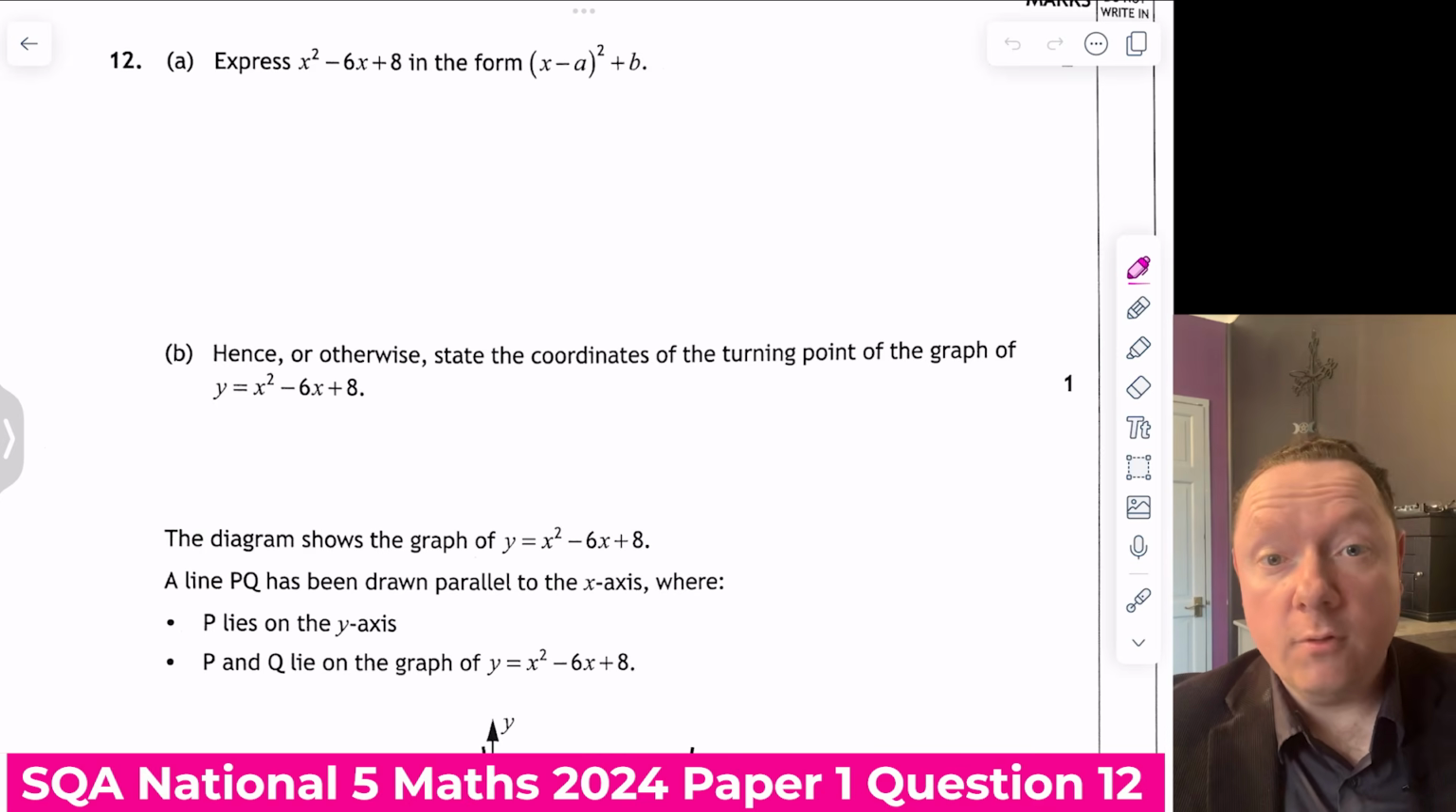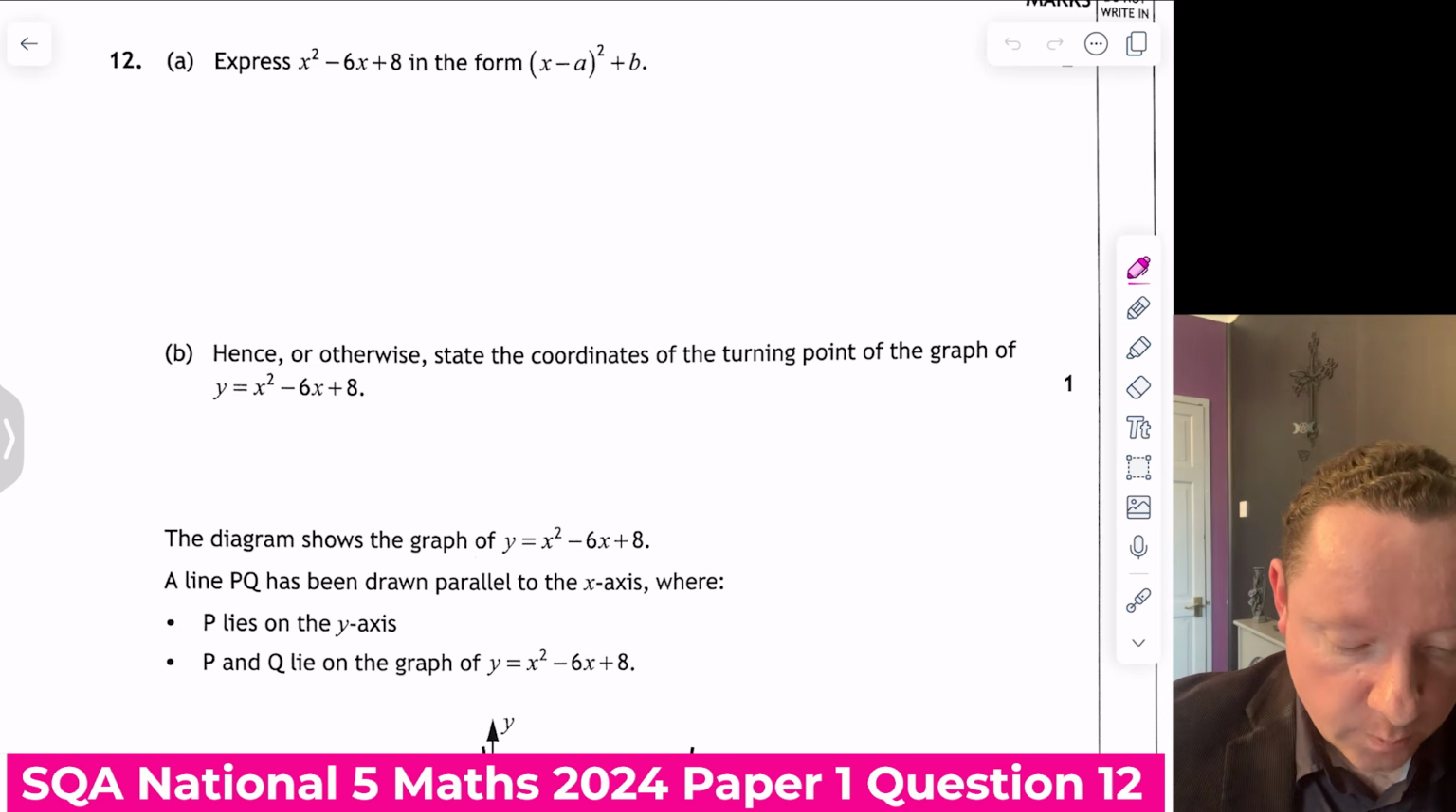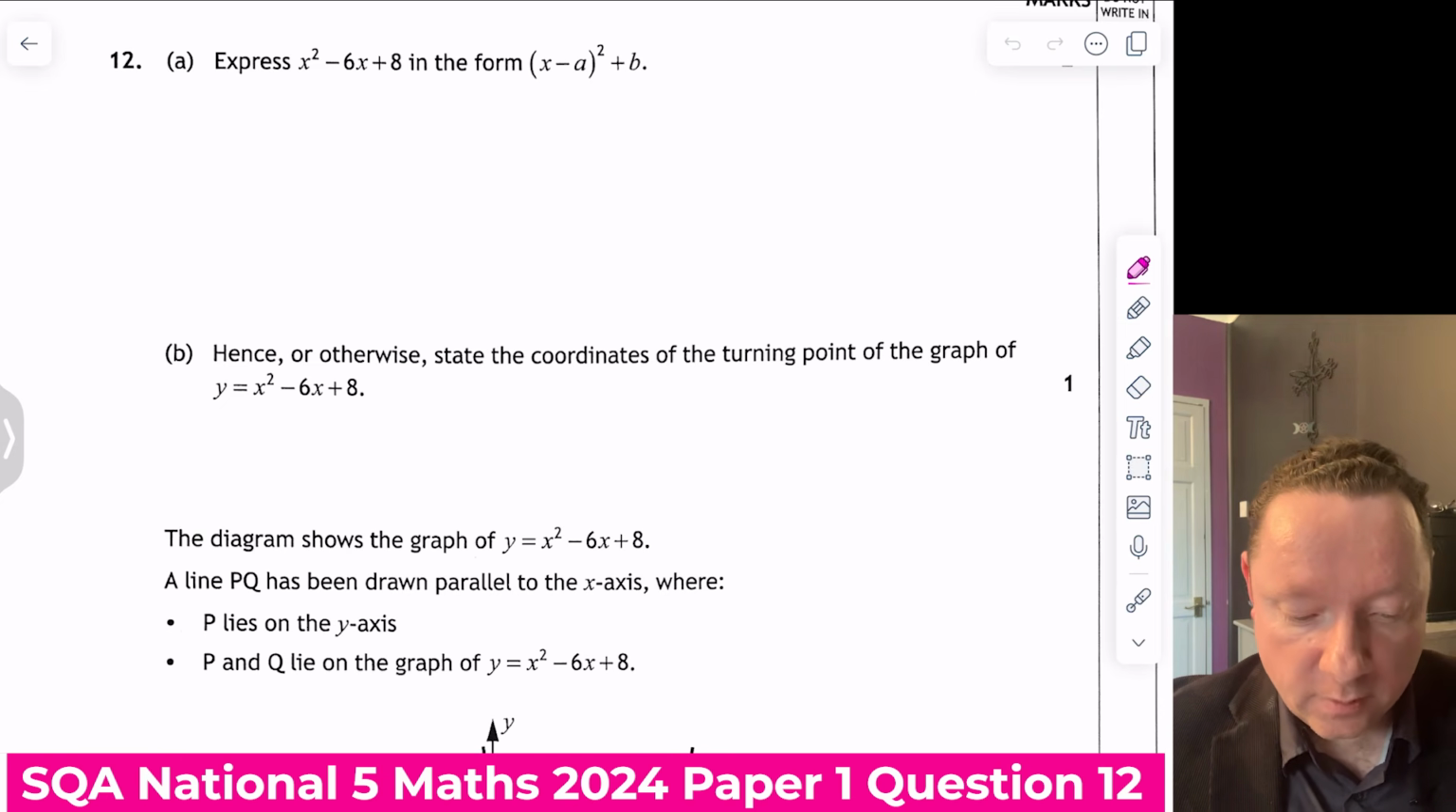SQA National 5 Maths 2024, Paper 1, Question 12. Express x squared minus 6x plus 8 in the form (x minus a) squared plus b.